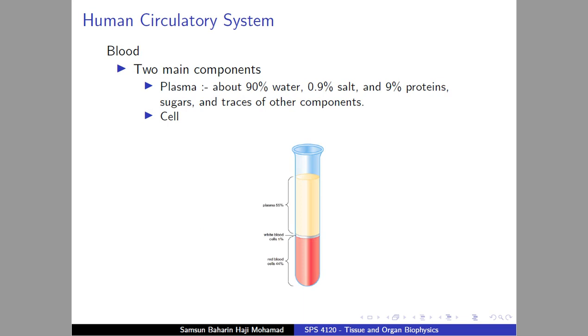So what is blood? Blood has two main components. The first one is the plasma component, which is about 90% water, 0.9% salt and 9% protein, sugar and trace of other components. And also the cells that combine to make up the plasma. So these are the plasma, the white blood and the red blood. You can see here these are the blood.